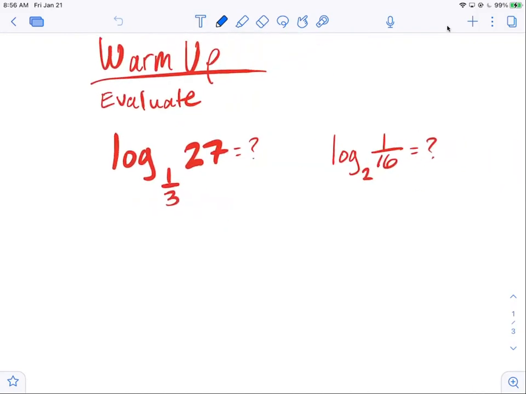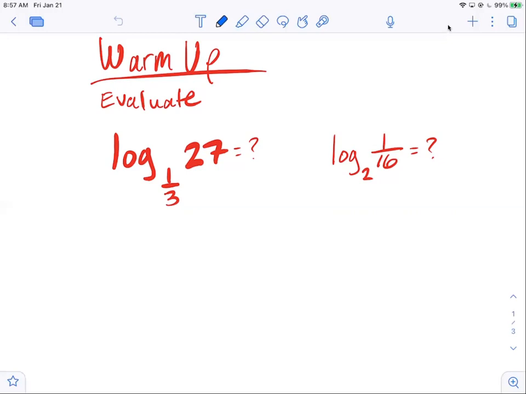These two warm-ups are basically in the same vein. If you have a base that is between 0 and 1 and an argument that is greater than 1, or vice versa, you know that the log itself is going to be what type of number? It's going to be negative, because you're going to have to flip one or the other. To get 1/3 to be powers of 3, you got to flip it. To get 2 to be a power of a half, you got to flip it. So they're going to be negative numbers.